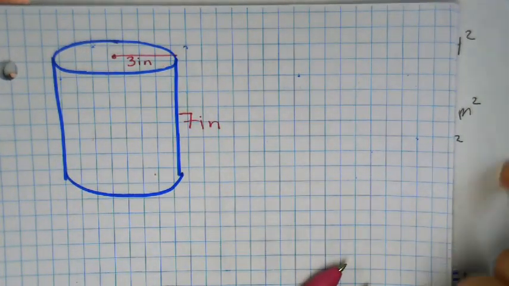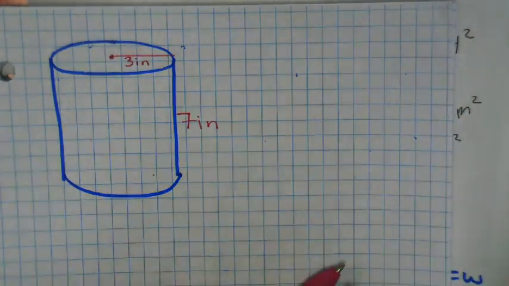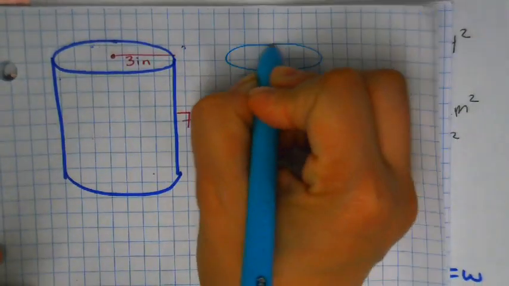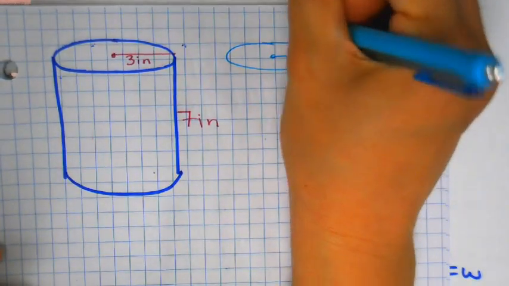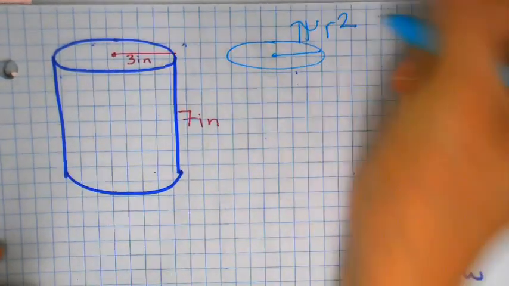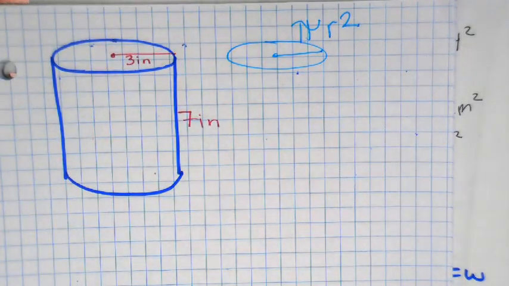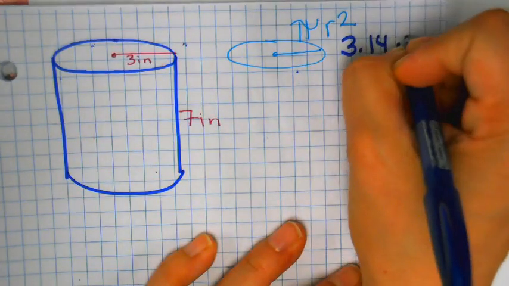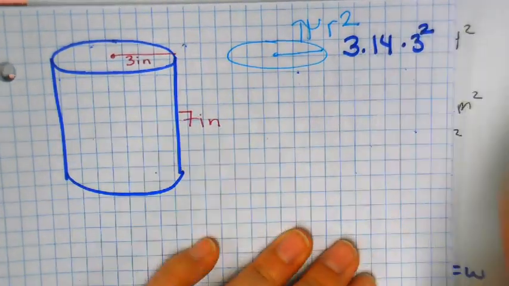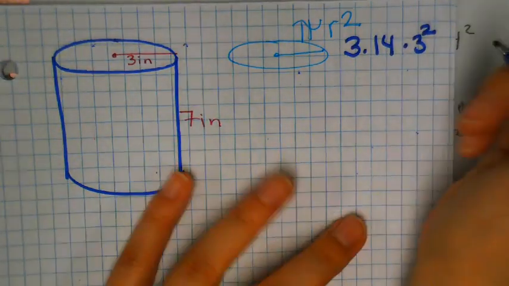So the first part is to find the area of your circle part. So, pi r squared. 3.14 times 3 squared. What's 3 squared? 9.